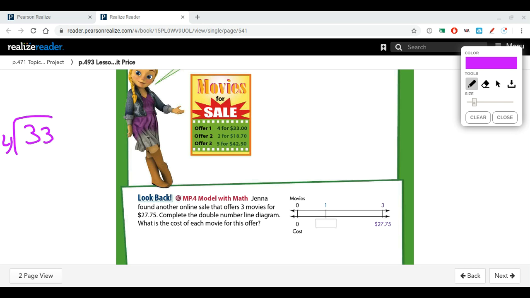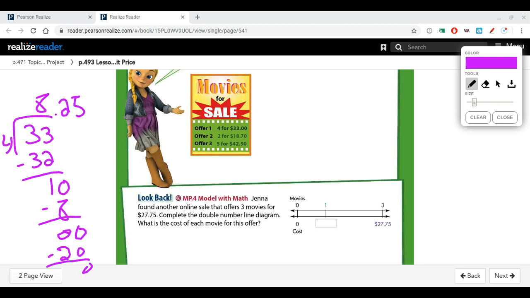So 4 goes into 33 8 times. That's 32. I'm going to subtract. I end up with 1 left over. I need to make sure I put my decimal, add a 0. 4 goes into 10 twice. That's 8. Subtract, I have 2. Add a 0. 4 goes into 20 5 times. So my first unit price is going to be $8.25 per movie.